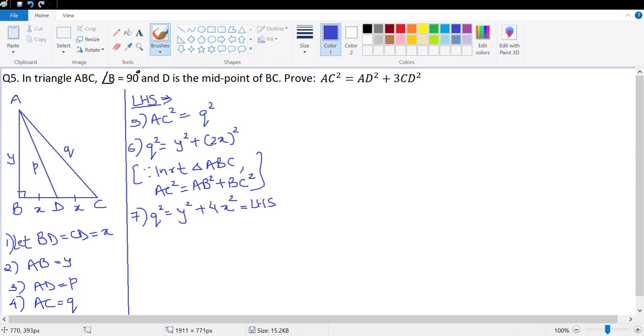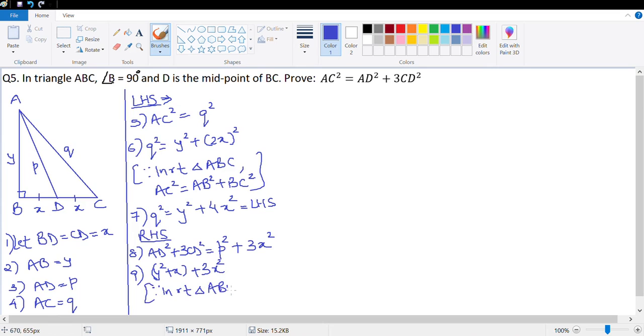Let's see what's the right hand side. So right hand side is AD square plus 3CD square. AD square is P square and 3CD square is 3X square. Now P square can be written as Y square plus X square. Reason, since in right triangle ABD we have AD square is equal to AB square plus BD square.